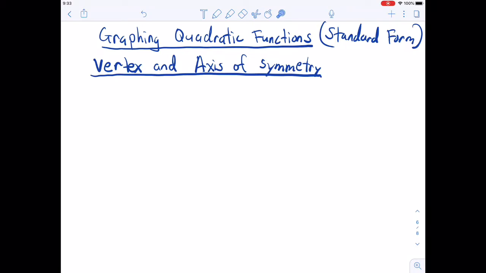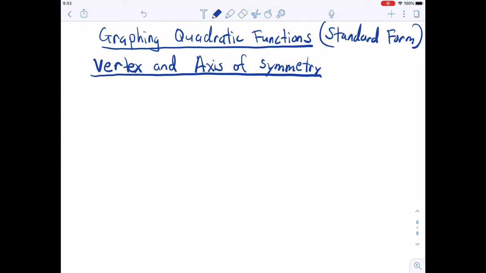So with this video, you can pause it, rewind it, fast forward it, and go at your own pace. That's the main point about it. Learn at your own pace. You can pause and stop as we go to help you out. So, graphing quadratic functions in standard form. We're going to focus on the vertex and axis of symmetry.